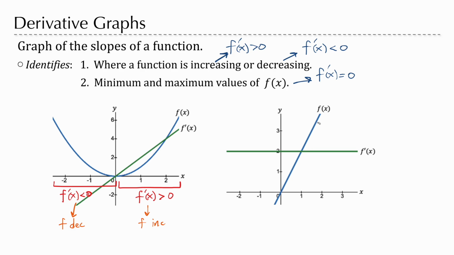Well, a line always has the same slope no matter where you are, which means that the derivative of a line will be itself a constant value. As you can see, this blue line here has a slope of 2, so anywhere the graph has a derivative value of 2. So we have this constant, and in this case it's a positive 2, so the graph is always increasing.